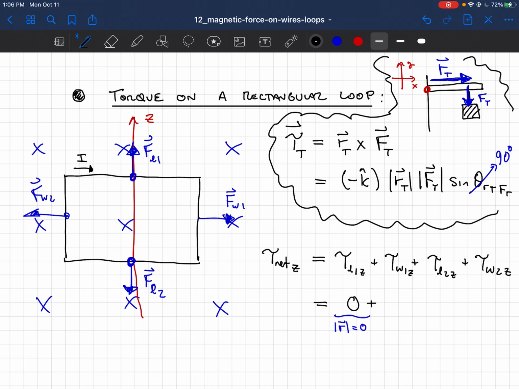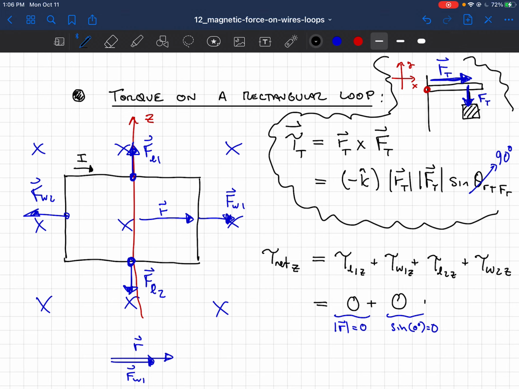What about the torque due to W1? Well, in that case, we do have an r vector. It goes outward from the axis. However, if you notice, the angle between r and F is 0. If you put their tails together, this is the r vector, this is the F_W1 vector. The angle between them is 0, and therefore this whole thing will be 0 because sine of 0 is equal to 0. So that piece of it becomes 0.